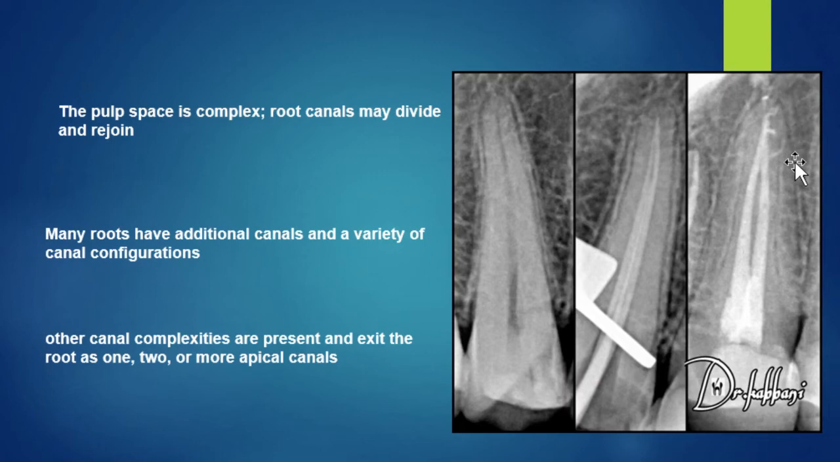Also, we can see that we have here many lateral canals. The presence of these lateral canals in the apical third shows us the importance of having a good irrigation protocol and good activation, as we can't prepare these very tiny structures with our rotary files or hand files.